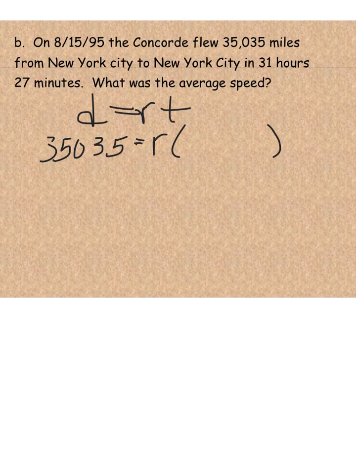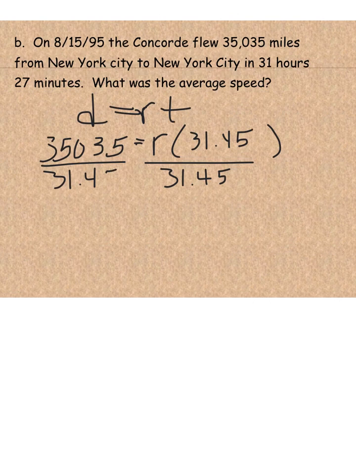So that converts to 31.45. Then we'll divide both sides by 31.45. And that tells me that the rate of speed was 1,114 miles per hour.